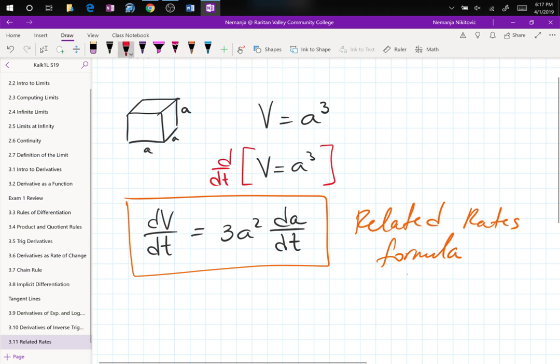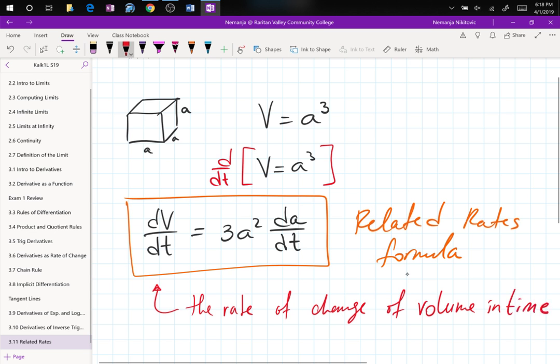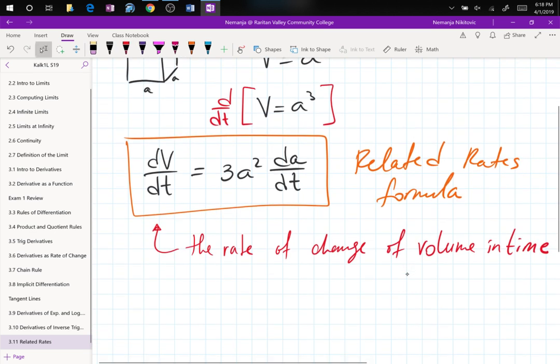So now to understand this, this will be the rate of change of volume in time. That's what it is. The rate of change of volume in time. And the units must be volume over time. So inches cubed per minute, right?